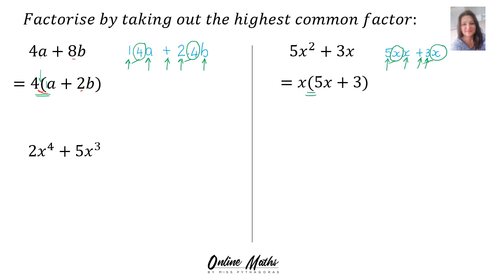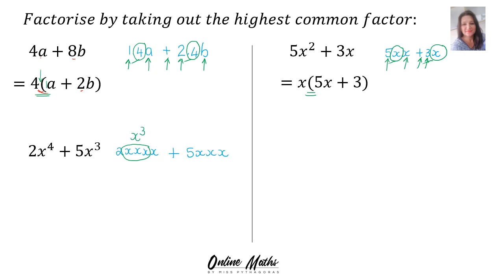So now on this first one, 2x to the 4, when we write that one in expanded form, it's the same as 2 times 1, 2, 3, 4 x's, since it's x to the 4, plus 5, and x cubed is x, x, x. Now, when we take out the highest common factor, it's very clear that on the first term there's 4 x's and on the second term there's 3 x's. So the highest common factor is we can take out 3 of the x's, and that is the same as x cubed.